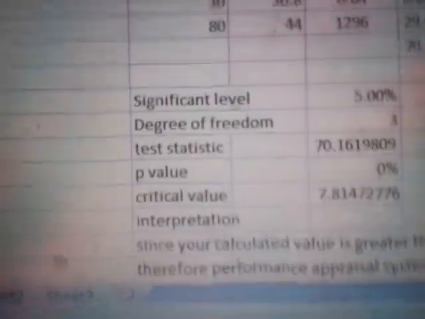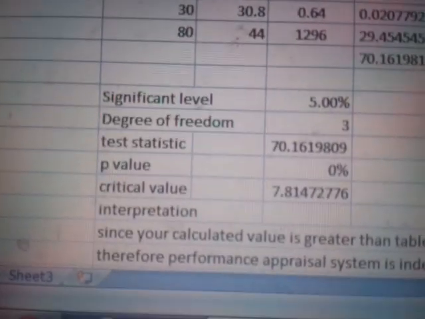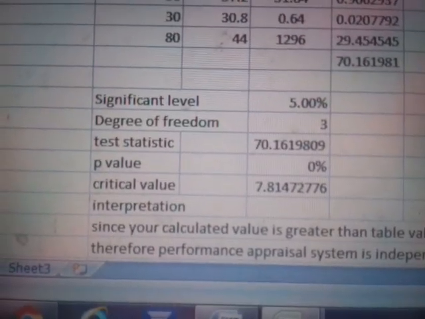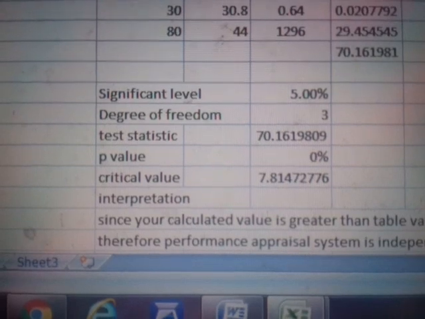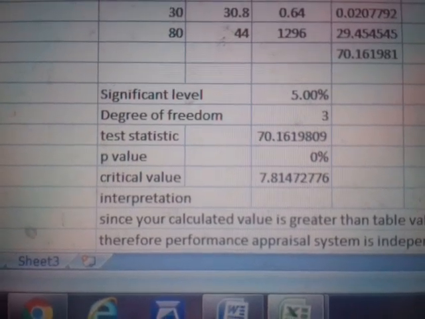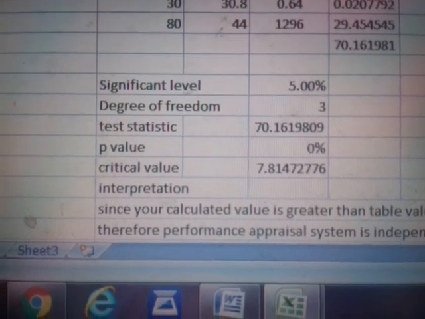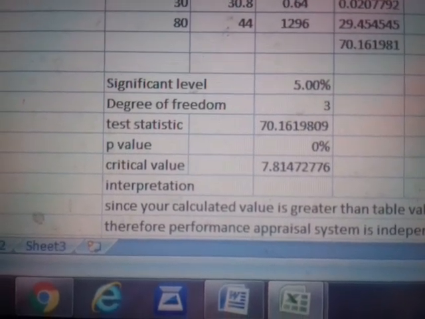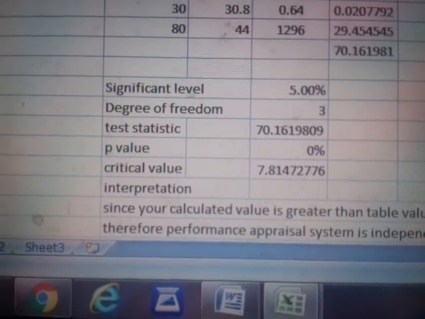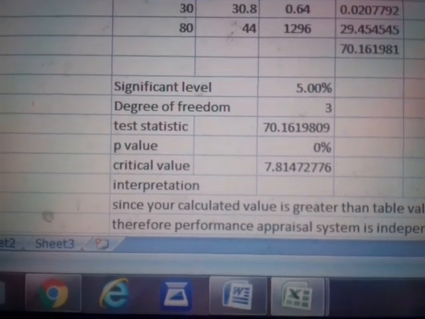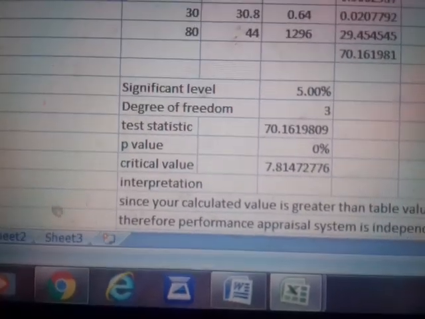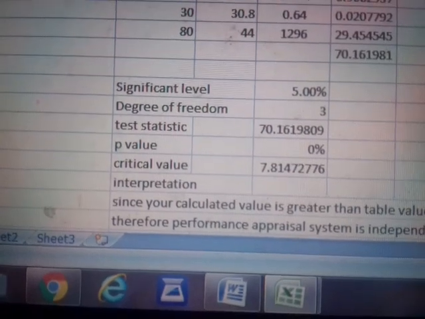Now this is very important. This is the significance level. We are going to set a 5% level of significance. 5% level of significance means you are 95% confident to accept your null hypothesis. That's why we set the significance level at 5%. You can set 1% also, or 2% also, but the standard is 5% level of significance.